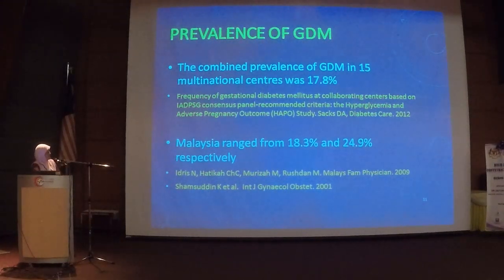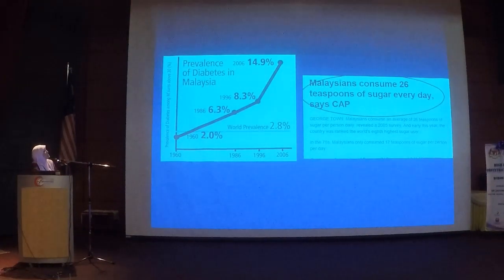So this is from our own consultants here, Dr. Rushdan, Dr. Muriza, Dr. Hatika previously. So they studied and they produced this paper in 2009, and it showed a range from 18.3 to 24.9. So is that high? That is high. That's like saying between 1 in 6 to 1 in 4 of pregnant ladies is having diabetes. So, national prevalence, I'm showing you this is for diabetes.